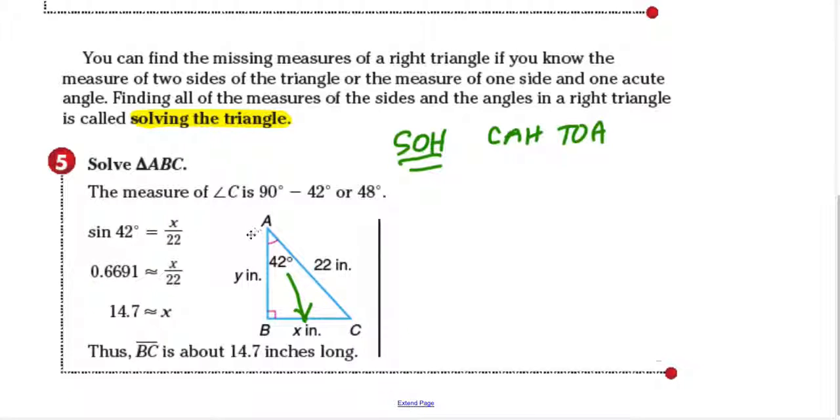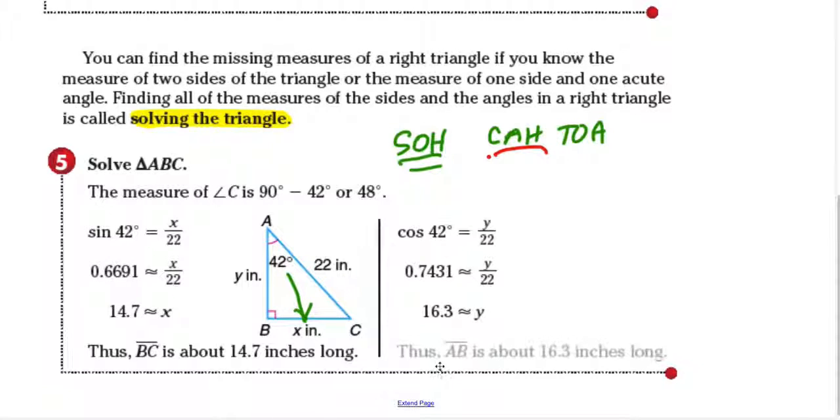We know that y is adjacent to 42, and we know what the hypotenuse is, so we'll use the cosine ratio this time. In the cosine ratio, cosine 42 equals y over 22, adjacent over hypotenuse. And we find cosine 42, which is approximately 0.7431, equals y over 22. Then we multiply both sides by 22, we end up with y equals 16.3. Thus, side AB is about 16.3 inches long, and we have solved our right triangle.